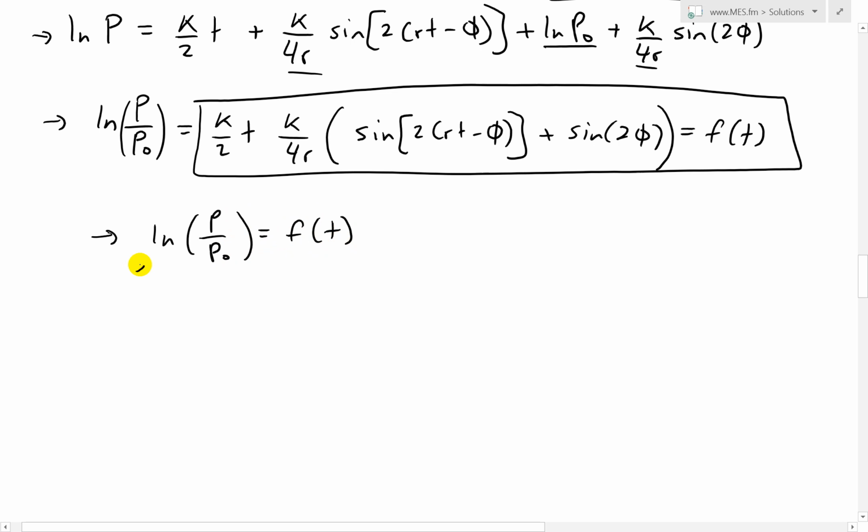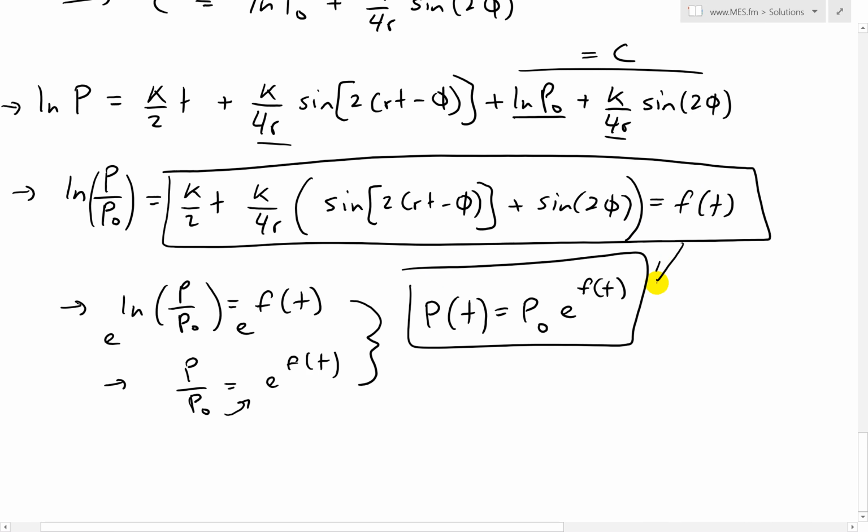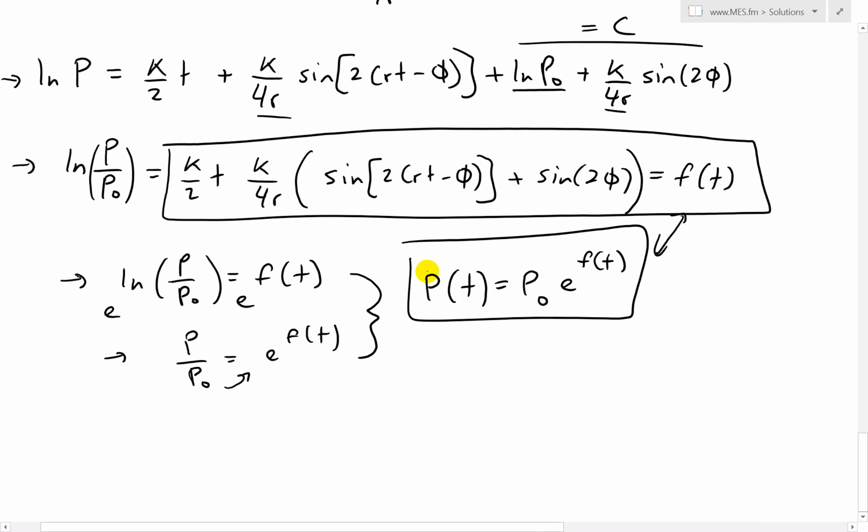Just to simplify things, take both as a power of e, and then this simplifies to, so I'll put that over here. The lns cancel, so we get p over p0 equals e to the f of t. Move the p0 onto the right side, so what we get is p of t equals p0, the initial population, times e to the power of this function of t, f of t, which is connected to this one, instead of writing that all down. So that is our solution.